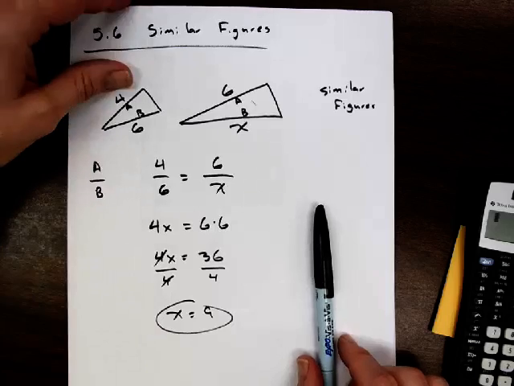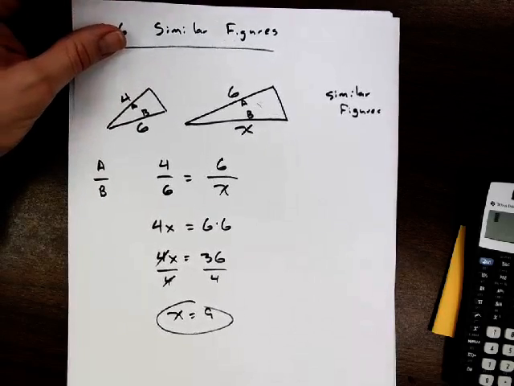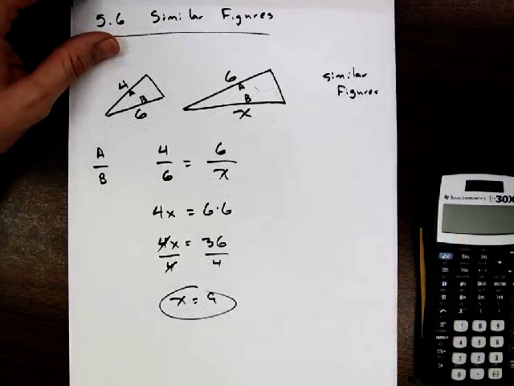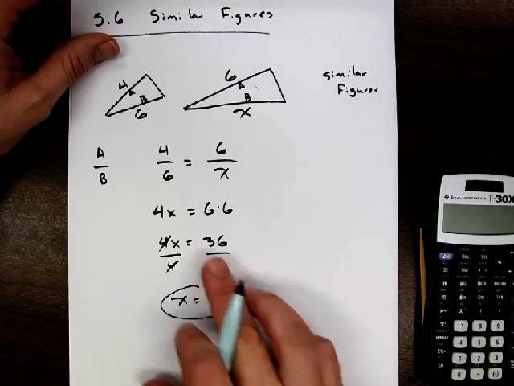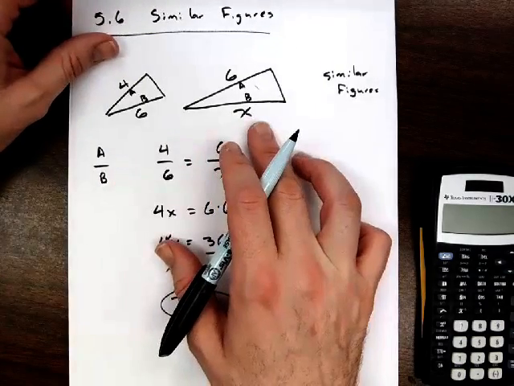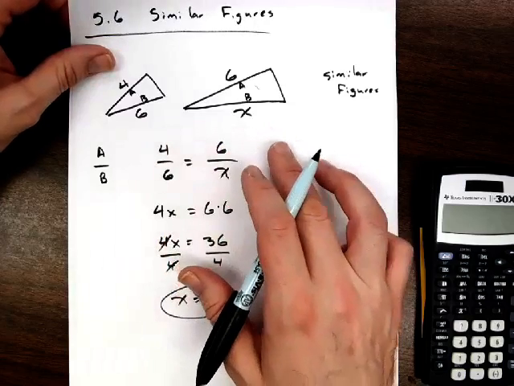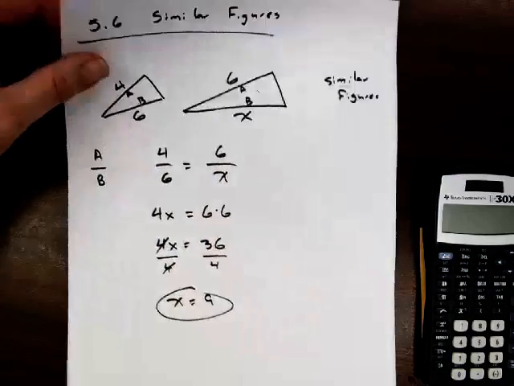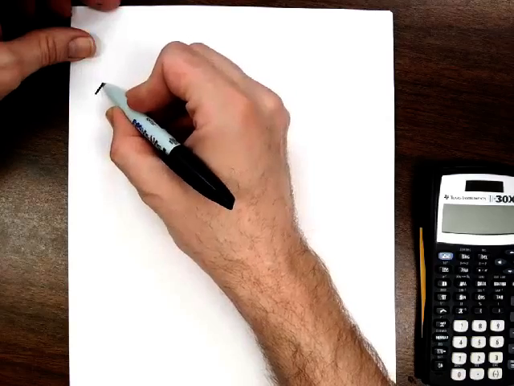Let's do that again. So let's take a look at another example here, and I want you to realize that any two figures that are similar are going to have proportional sides. So proportional sides of similar figures are proportional. What we're going to say here is that no matter what the shape is, similar figures are going to have proportional sides.